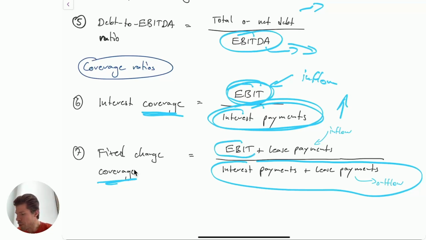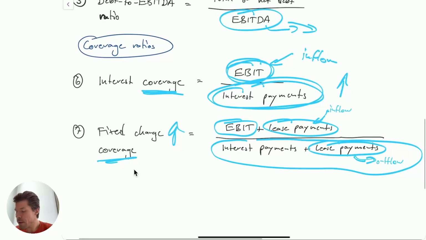Here we use EBIT plus lease payments, but these are the lease payments that we receive if we lease out something. And these are not the same lease payments. These are the lease payments that we need to pay if we lease something. So this is lease payments, lease income, lease outflow, lease expenses, and interest payments. Again, a higher number means more coverage.